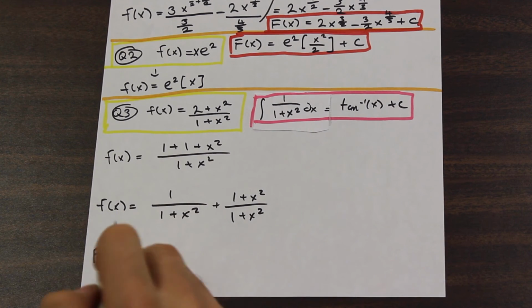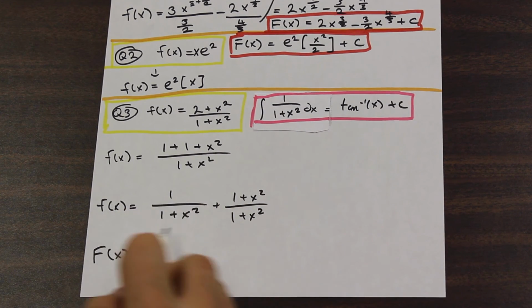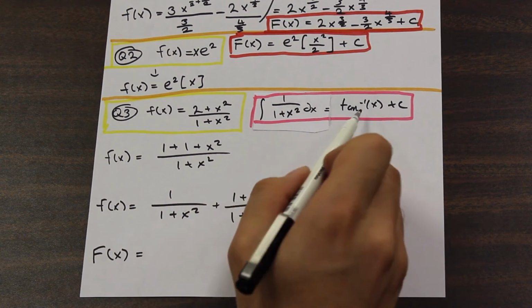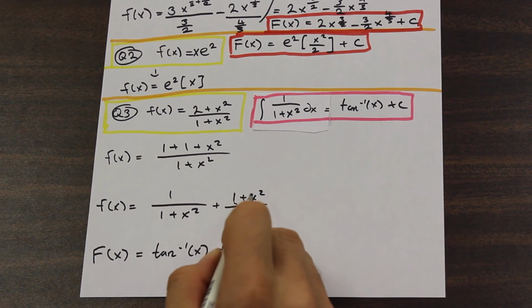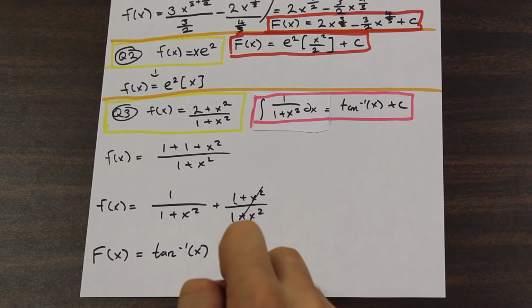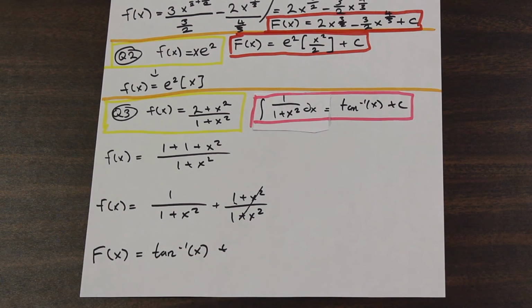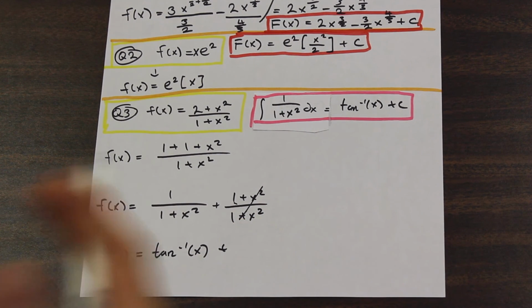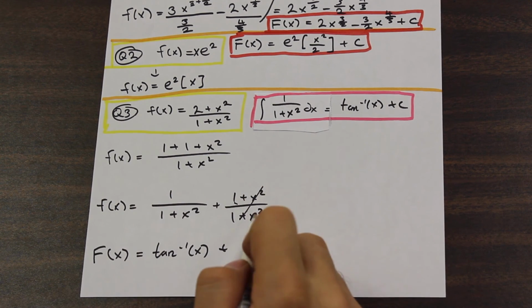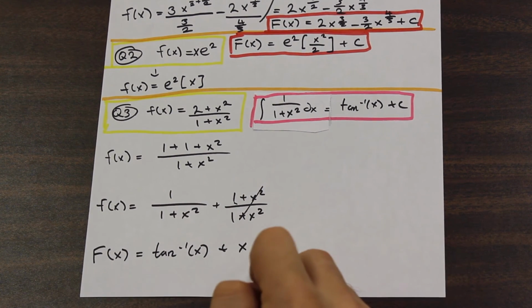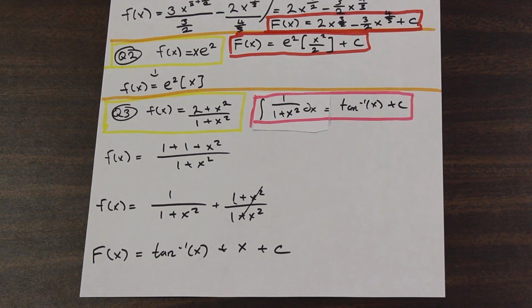We'll take the big F of x. The antiderivative of this, like we just said, is tan inverse. And this is going to cancel here, that's just going to become 1. And the antiderivative of a constant is x. If you remember, the derivative of x was 1, and the antiderivative of 1 is x. So this is just going to be x, and we're going to add our c at the end.